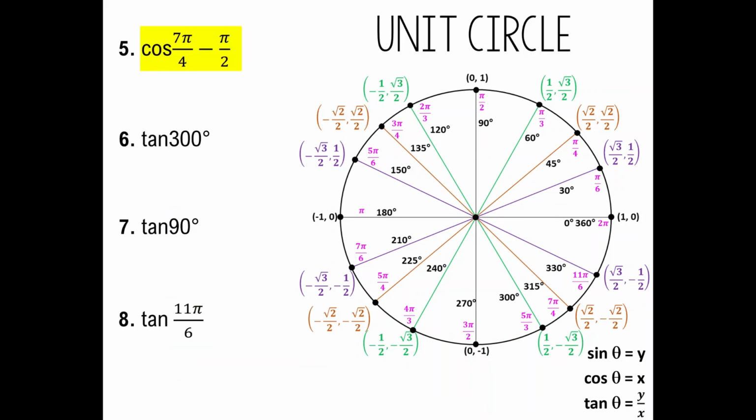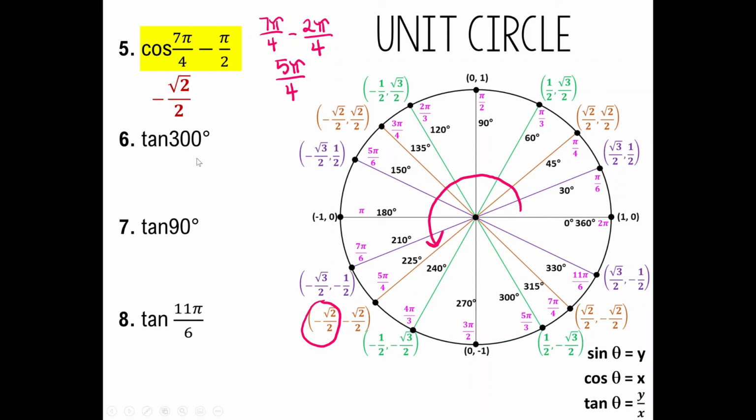Let's move on to the last 4 problems on this set of notes. In this case, we've got cosine of 7 pi over 4 minus pi over 2. Okay, well, I need to simplify this. The first thing I need to do is get a common denominator. So 7 pi over 4 minus 2 pi over 4. When I subtract that, I get 5 pi over 4. So I'm really looking for the cosine of 5 pi over 4, which is right here, all the way around this way. Cosine is our x value, which is negative square root of 2 over 2.